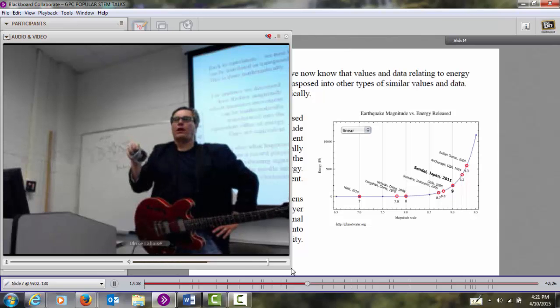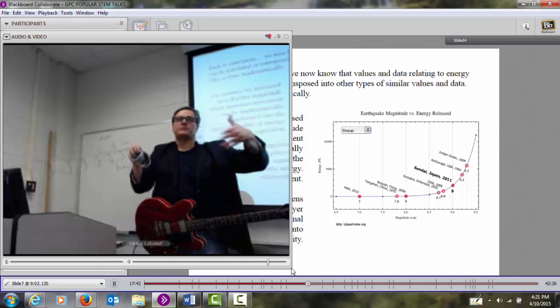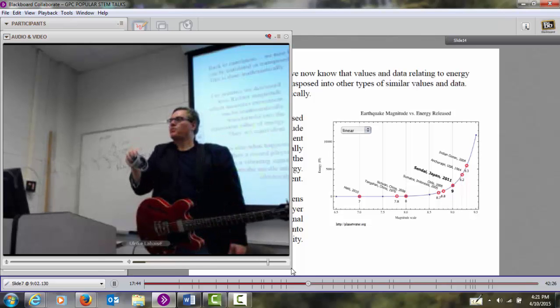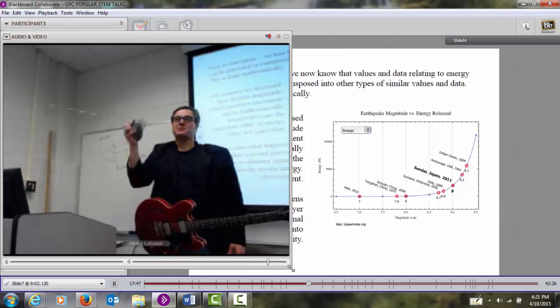Now, I need to bring a bowl of water in to demonstrate Rayleigh waves, because that is ground roll. That's liquid propagation. There you go. Have a slinky. Thank you.